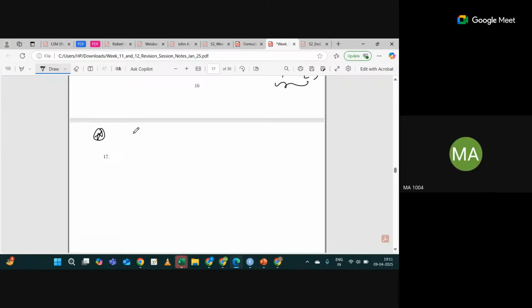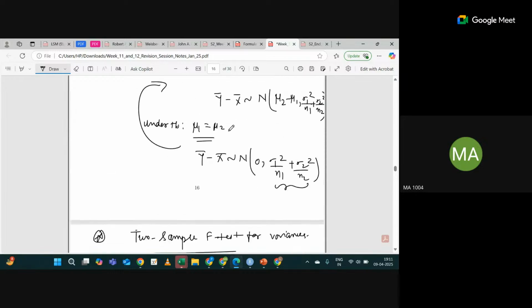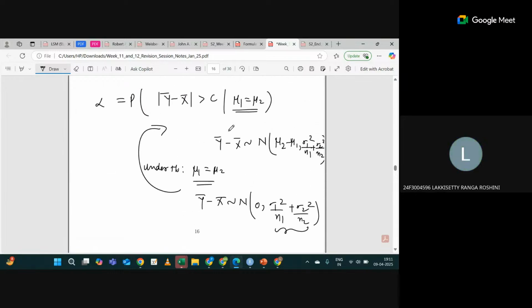Excuse me, sir. Can you conclude the above one again? One second. Two sample F test for variances. Yeah, sorry. Can you conclude this last part, sir? I've understood 0 comma sigma 1 square by n1. So after this, see what is the usual process you will follow. I'm not writing it because it is the same thing.